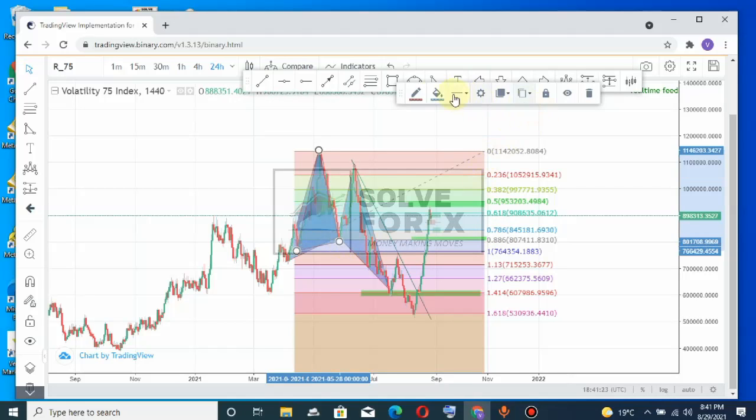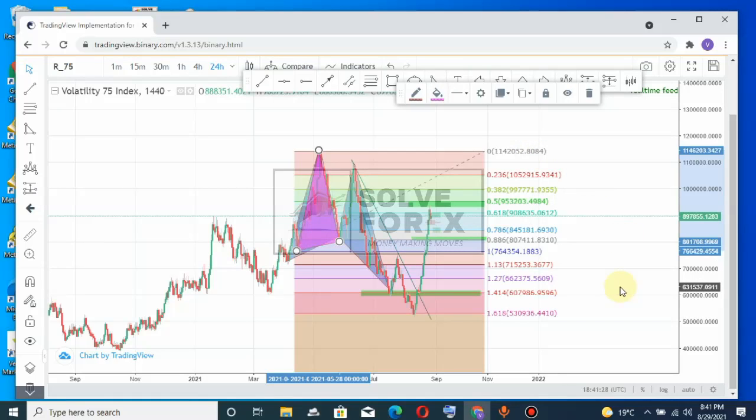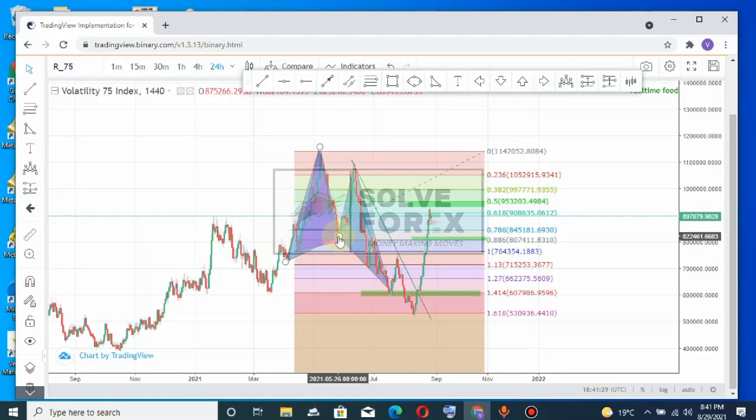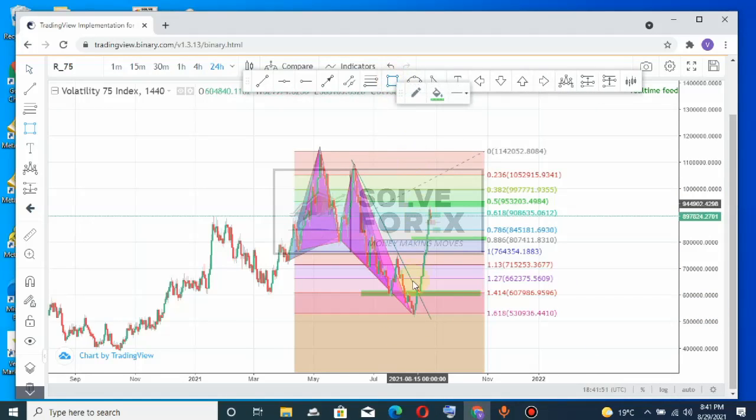Let me change my color there. This one is on 886, which is our deep crab. Deep crab goes and also doesn't break the high. It forms an M type on top, then goes all the way down to 1.618. You can see it shot straight and touched exactly on this point, which is our 1.618, a perfect deep crab right here on this deep point.